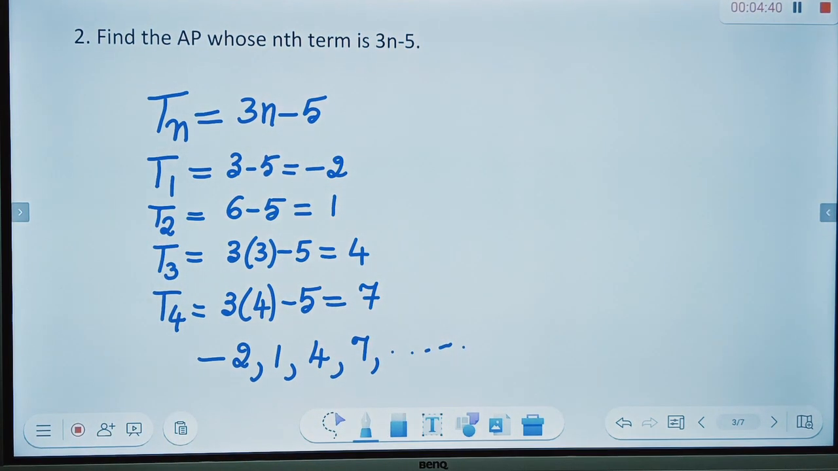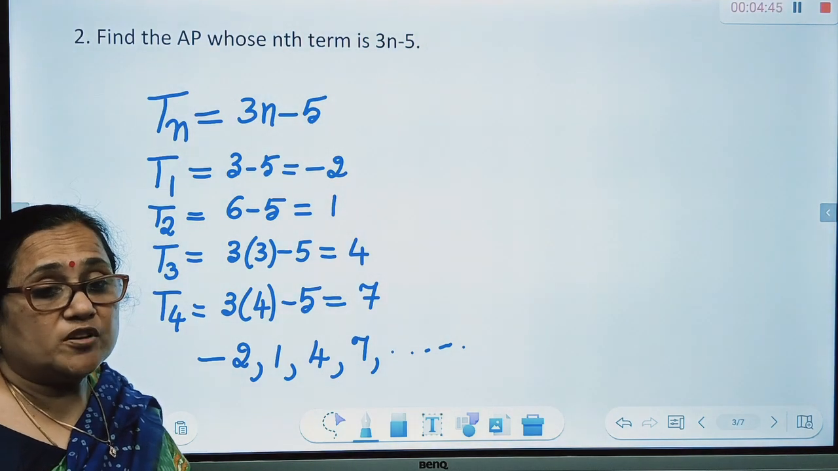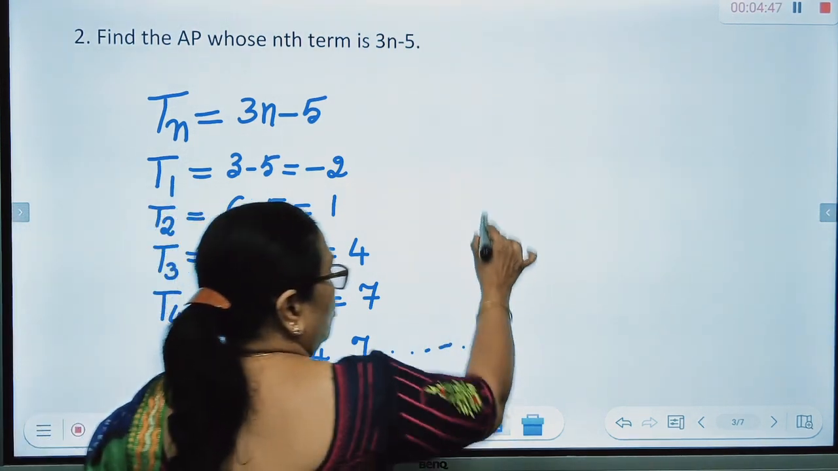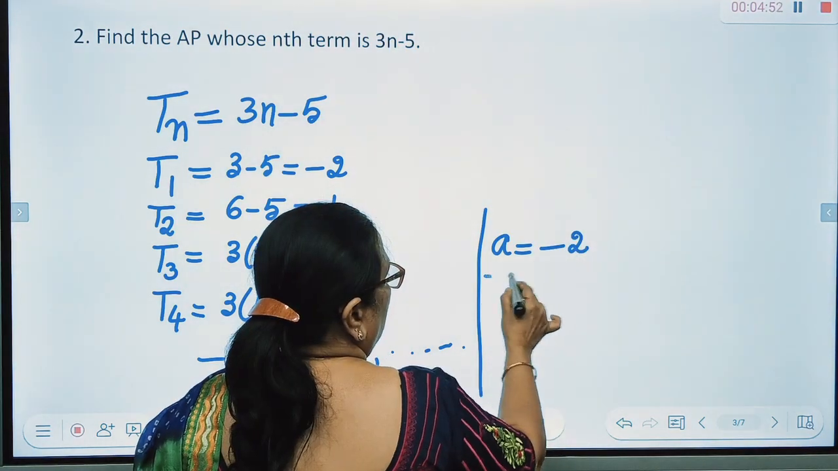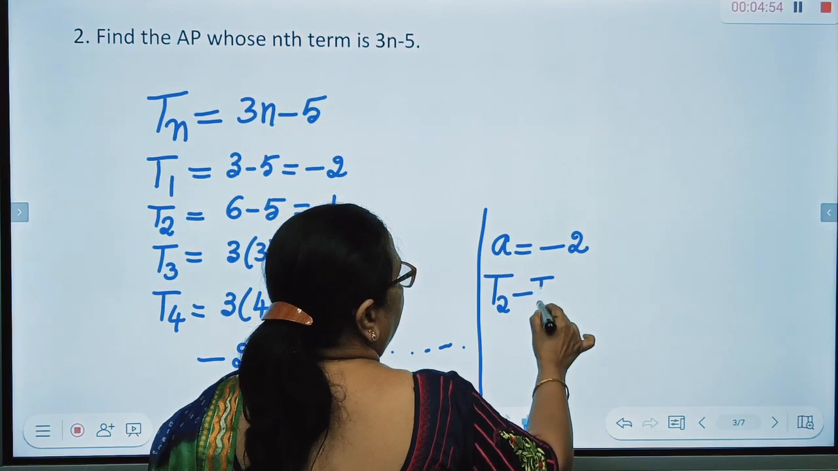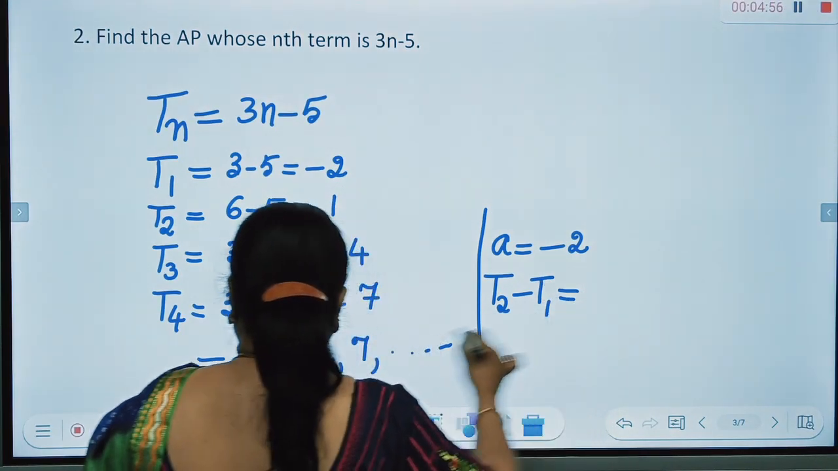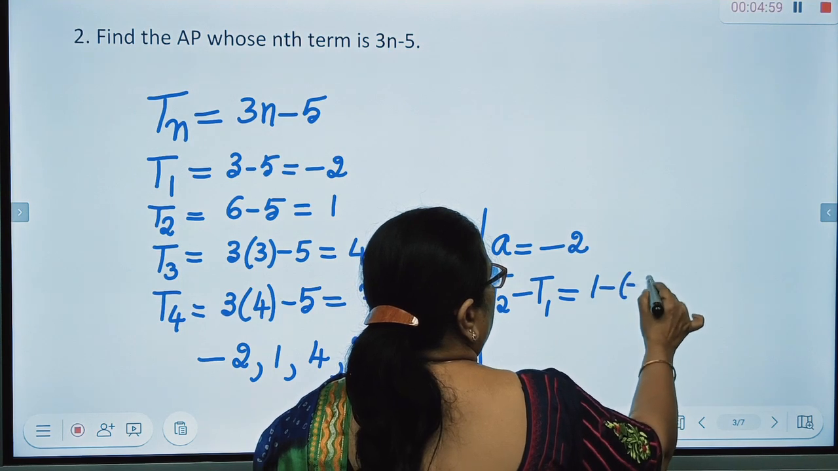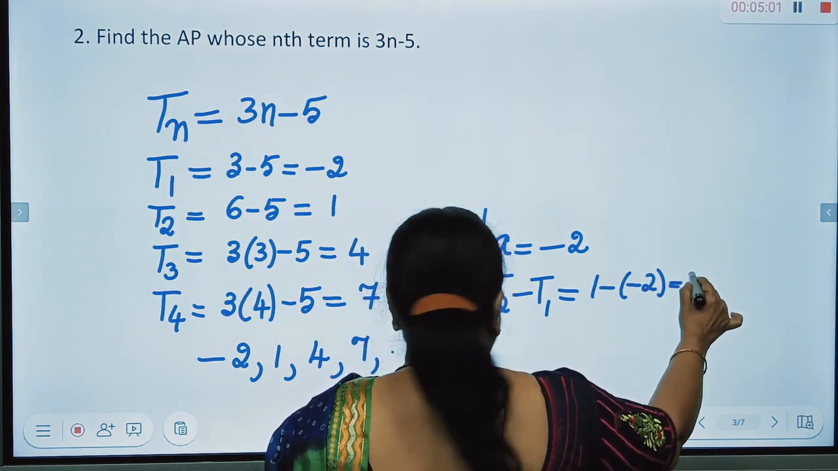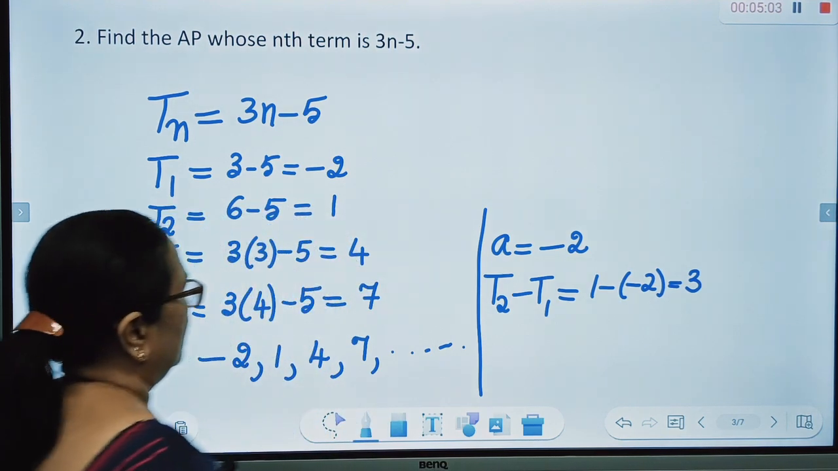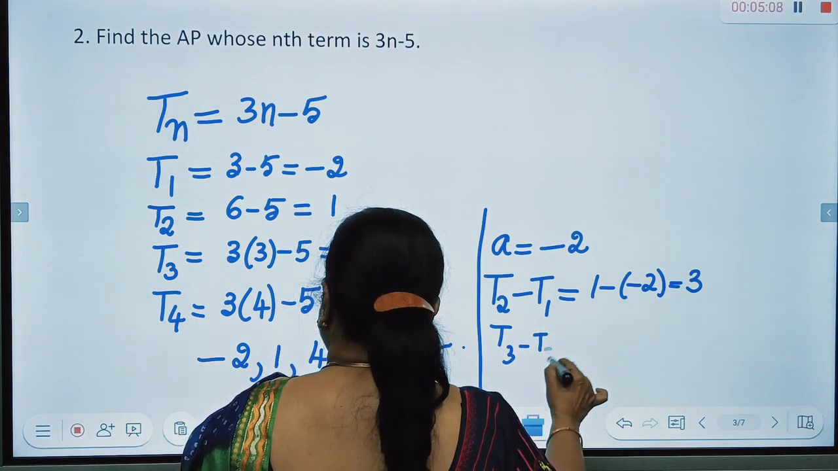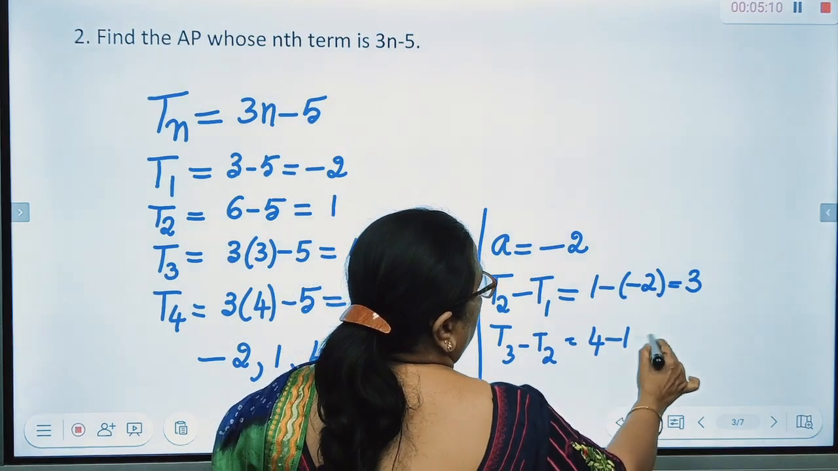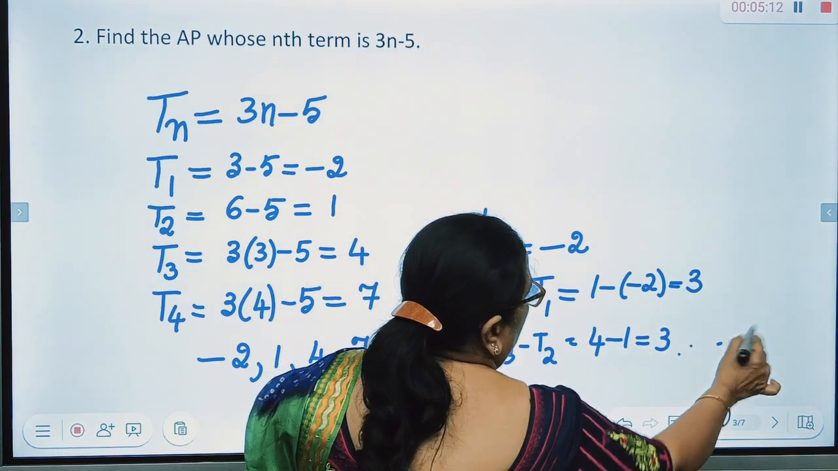Is it an arithmetic sequence? What are the characteristic features of an arithmetic sequence? You have to say what is the first term. The first term is minus 2. What is the common difference? T2 minus T1 is what? 1 minus of minus 2, which is 3. T3 minus T2 is 4 minus 1, which is also 3, and so on.